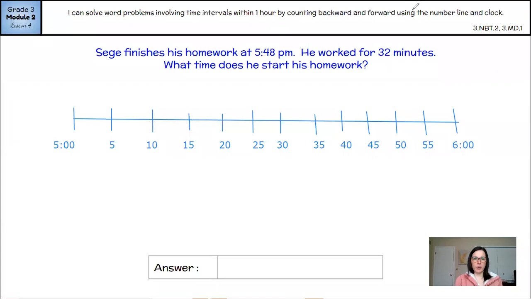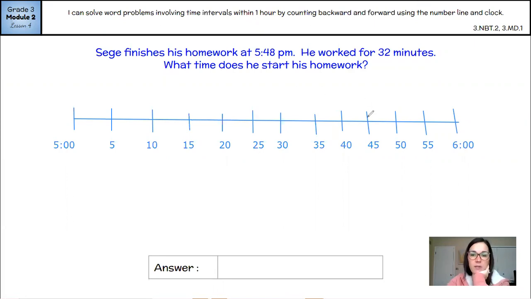Okay, next word problem. Sage finishes his homework at 5:48 p.m. He worked for 32 minutes. What time does he start his homework? Okay, so we're actually working backwards here. Do you notice that? It said he finishes at 5:48. He worked for 32 minutes. What time did he start? We have to go backwards. Okay, so we're still going to follow the same process. We're just going to go backwards.